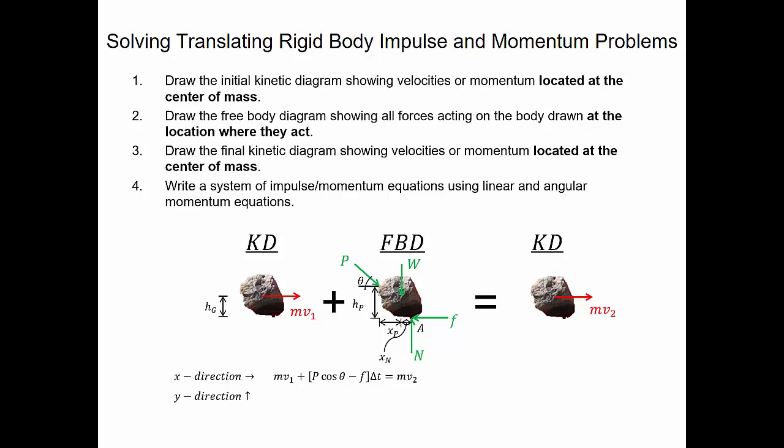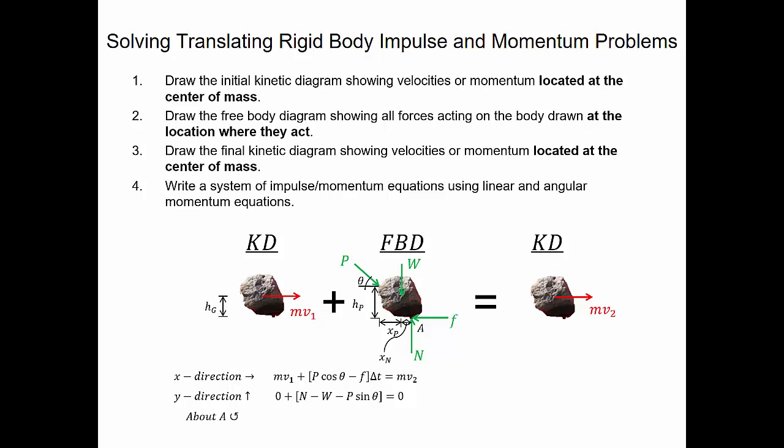In the y direction, there's no motion. So, from our kinetic diagram, we have 0. There's no momentum in the y direction. Plus our forces that are being applied, a normal force minus the weight, minus the component of our applied force, P sine of theta. We would have a change in time in there as well, but note that if I put a change in time in there and divide that over to the other side, then that eliminates the change in time, and we're left with simply a static equation.